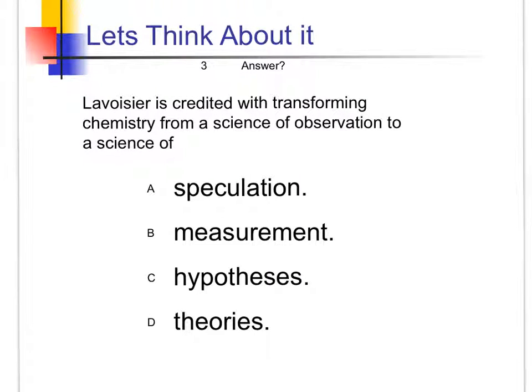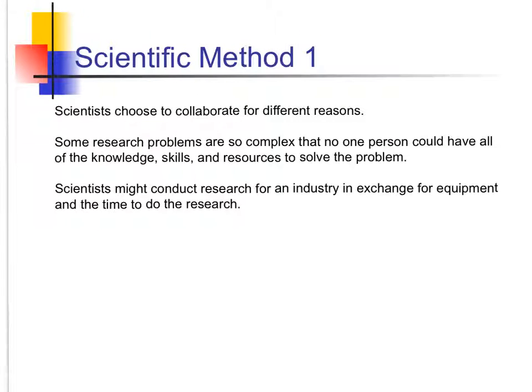Here is our third let's think about it question. Lavoisier is credited with transforming chemistry from a science of observation to a science of measurement. Now, why do scientists choose to collaborate? Why is collaboration an important part of chemistry and science? Because some research problems are tough and not everybody has all the answers. We might think that we have all the answers. I might think I have a lot of the answers as a parent or as a teacher, but I don't have all the answers. I need to collaborate with my colleagues in the science department or outside of the science department.